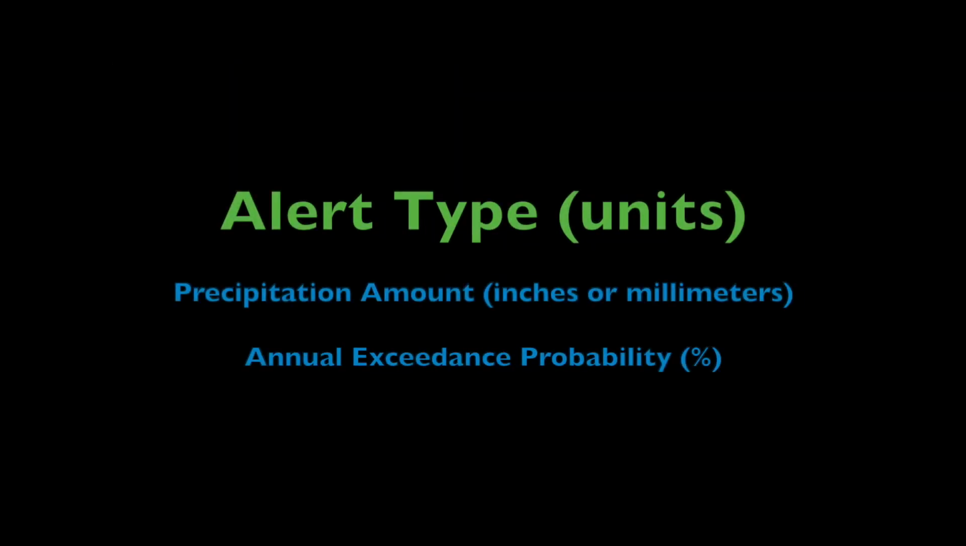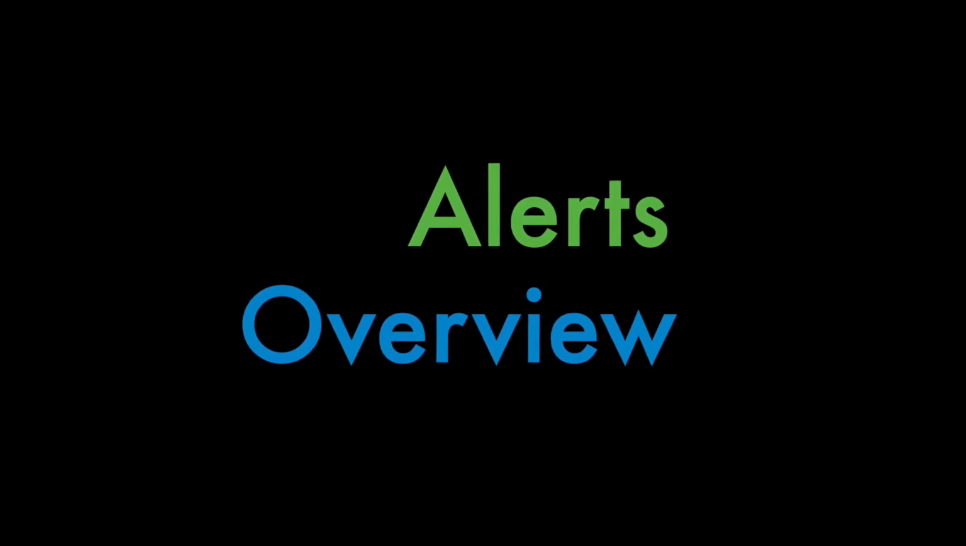Now within these 4 alert categories, there are 2 different alert types a user can choose from. The first being precipitation amount, expressed in inches or millimeters, and annual exceedance probability, expressed as a percent. First off, I'll give a brief overview of creating, listing, updating, and deleting alerts.